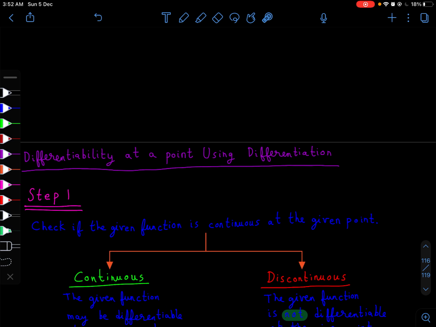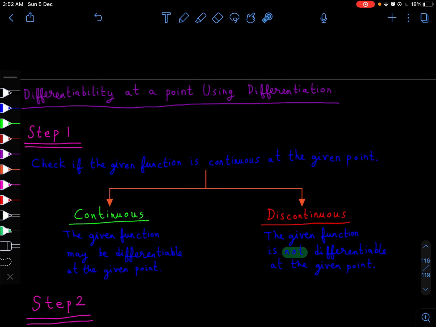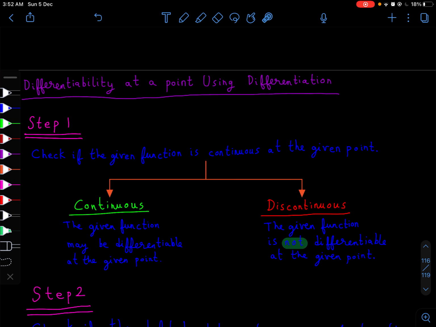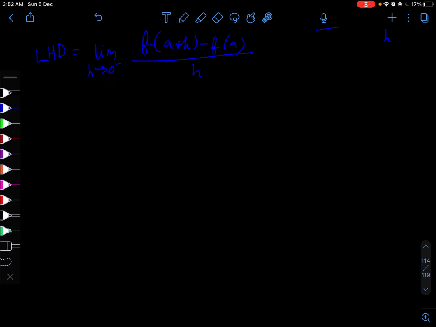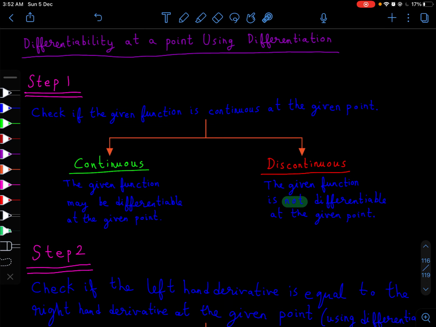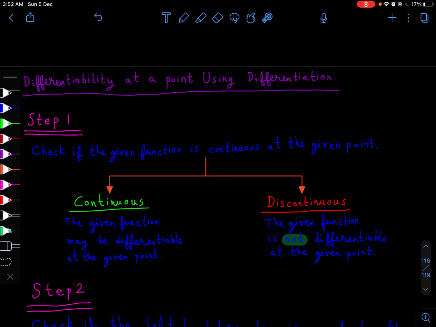Now there is another shorter way to do this. Instead of using the formula each time, instead of calculating limits, that is by using differentiation. So, differentiability at a point using differentiation. First, to apply this, we need to check if the given function is continuous at the given point or not.